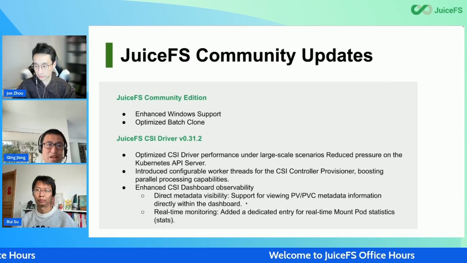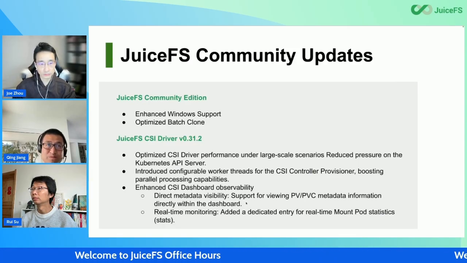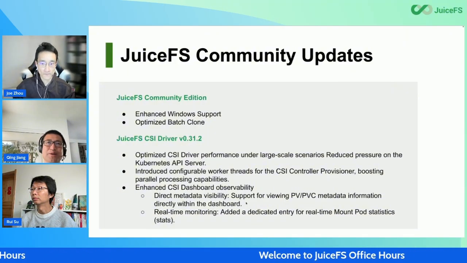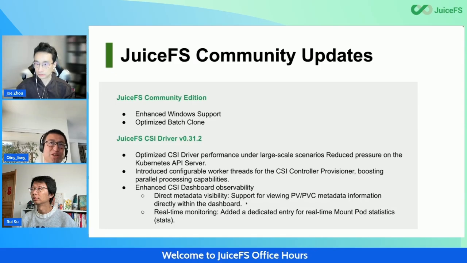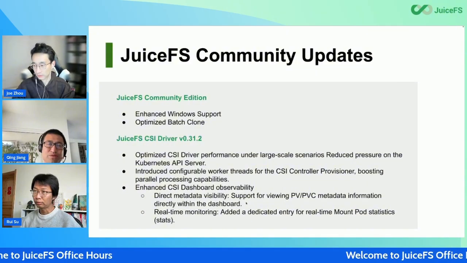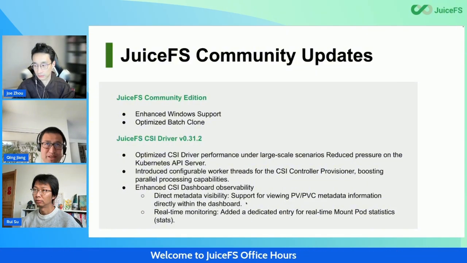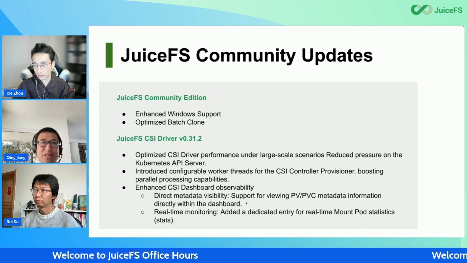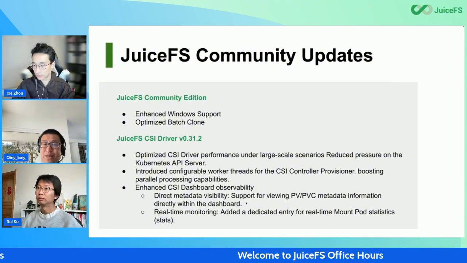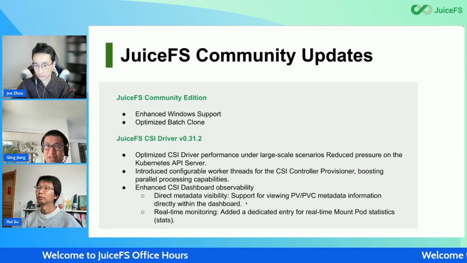In this new release of the CSI driver, we pulled those lessons learned into our open source CSI driver code base. For instance, we optimized the way we request the Kubernetes API using caching, so there are fewer requests. We also introduced configurable workload settings, which can speed up or scale down the processing capabilities, as well as an enhancement of the CSI dashboard. Maybe in a follow-up session, we could have a walkthrough of all these new capabilities.